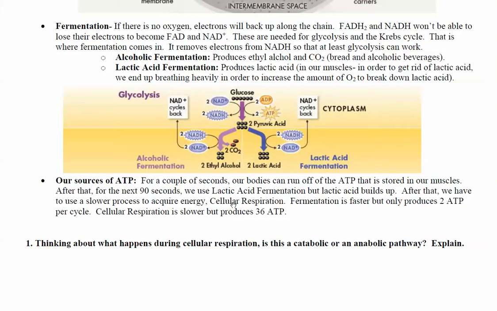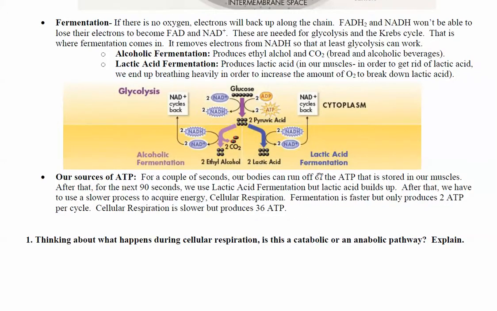Okay? Now, the last thing is if we are running, there are a couple of different processes that occur. First of all, if we just run for a couple of seconds, our bodies use the ATP that's already in our muscles. However, what you should know is that ATP is not a good way of storing energy, and therefore our body stores it in larger molecules and then breaks it down through a catabolic reaction in order to produce usable ATP. So, two different ways of dealing with exercise.